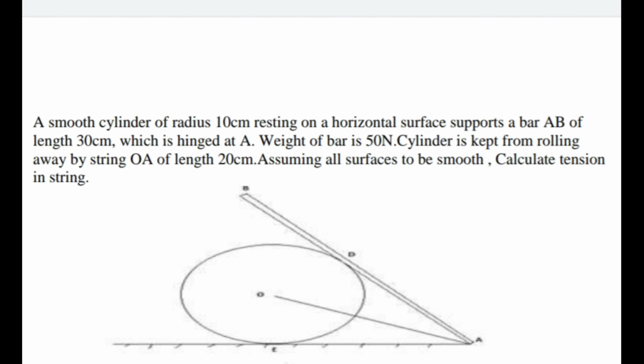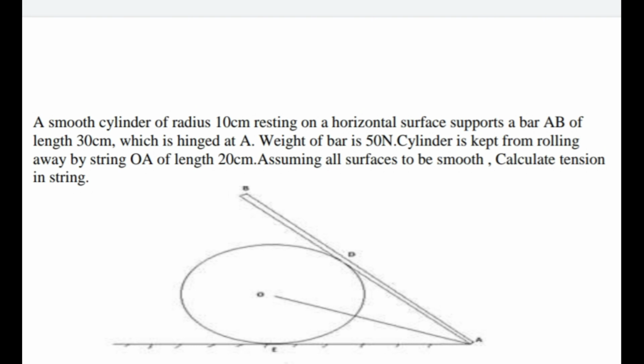Now a cylinder is kept from rolling away by string OA. OA is the string by which this cylinder is attached, and the length of OA is 20 centimeter. Assuming all surfaces to be smooth, calculate tension in the string. So this is the question. Now from the problem you can see that there are two objects. One is the smooth cylinder and another one is the rod AB. So for solving the problem we will take the free body diagram of both the objects individually.